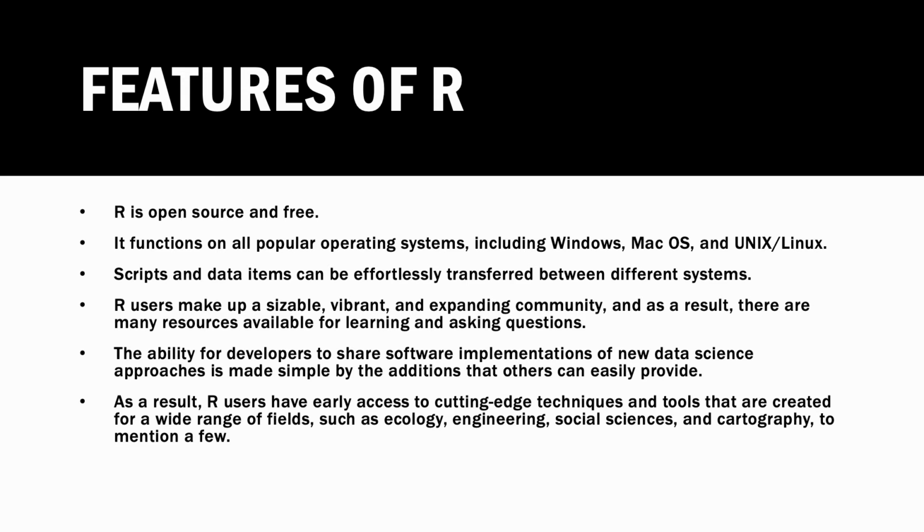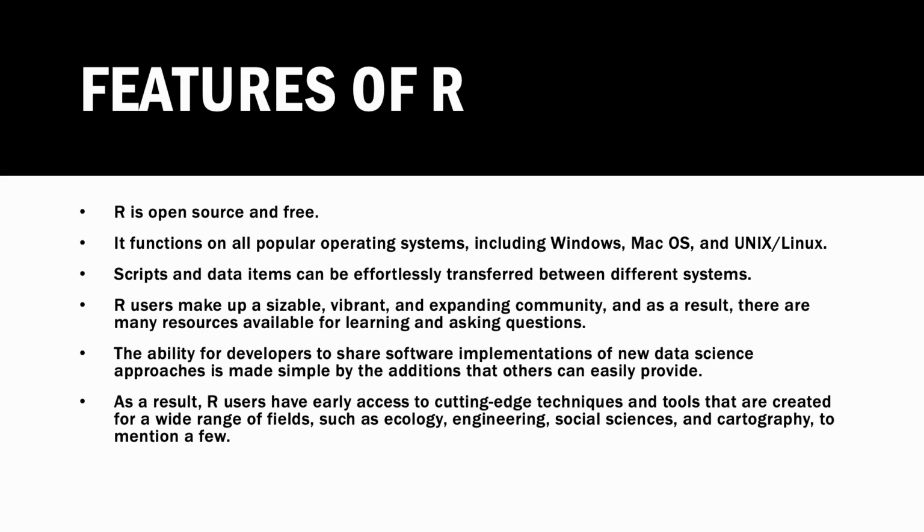Features of R. R is open source and free. It functions on all popular operating systems, including Windows, Mac OS, and Unix/Linux. Scripts and data items can be effortlessly transferred between different systems. R users make up a sizable, vibrant, and expanding community, and as a result, there are many resources available for learning and asking questions. The ability for developers to share software implementations of new data science approaches is made simple by the additions that others can easily provide.